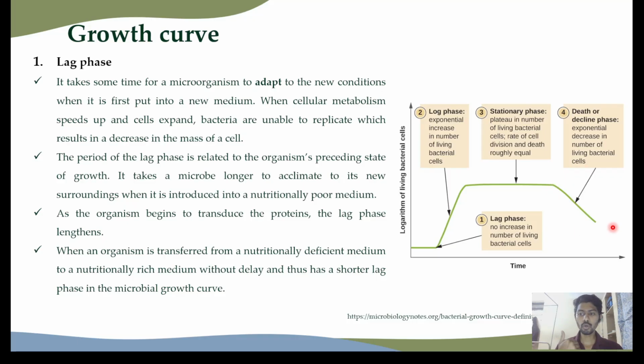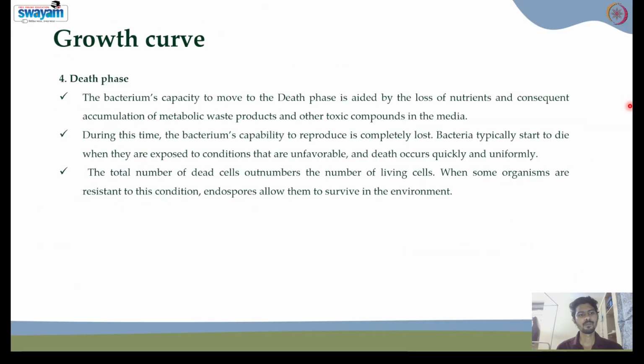Once there is no nutrient or the accumulation of toxic products is higher, then the number of dead cells will be higher when compared to the live cells, which causes quick death of these cells and causes them to enter the death phase. So these are the four important stages in the growth curve of a microorganism.